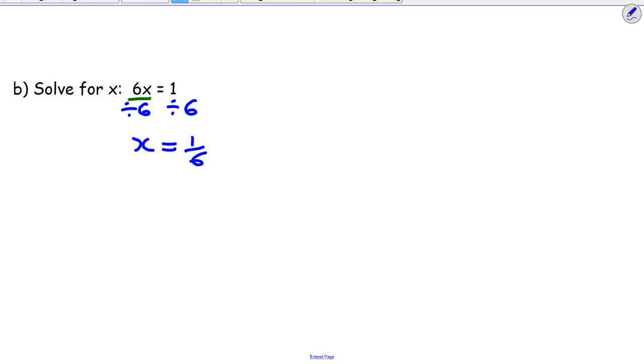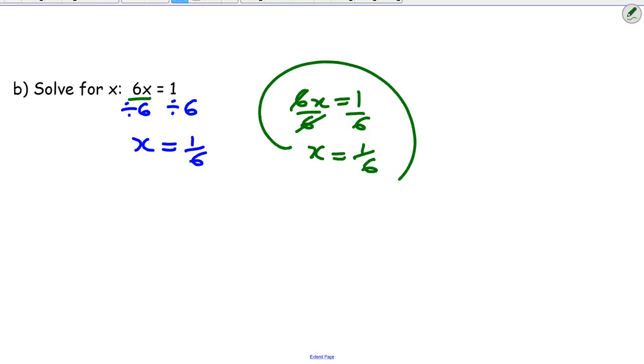Another way to write this is, if you have 6x = 1, you can just divide by 6 that way. And then you cancel, and then you say x = 1 over 6. So this is another way, but it's the same process, just a different way of writing it.